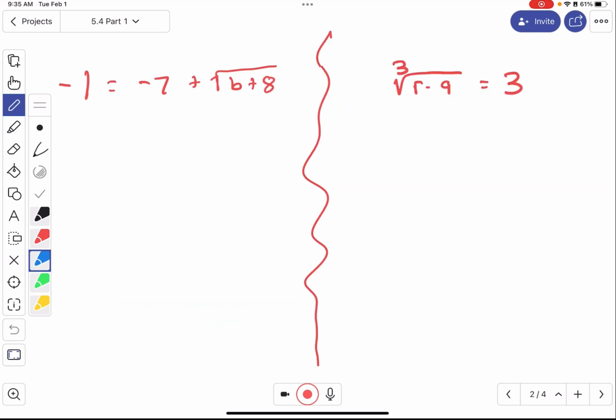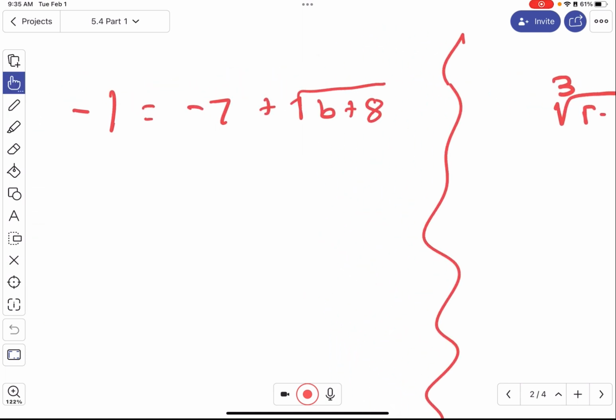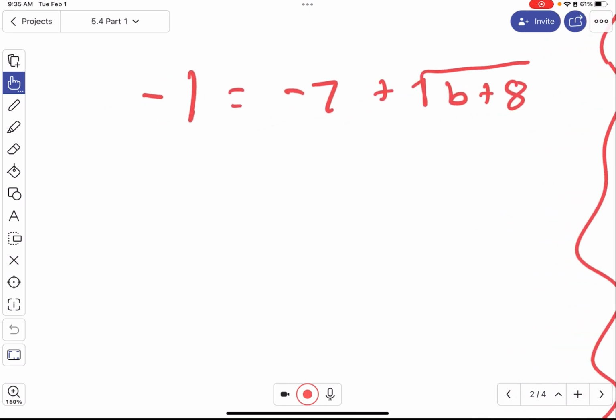The next two questions now, at least the next question, -1 is equal to -7 plus the square root of b plus 8. Let's make this a little bit bigger so everybody can see it.